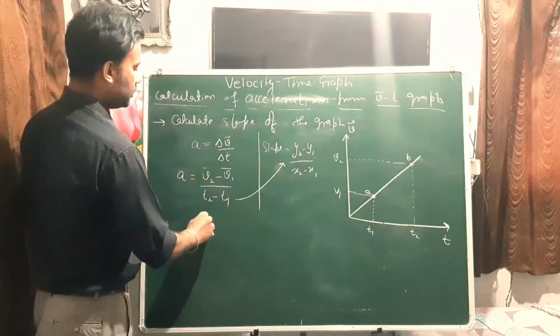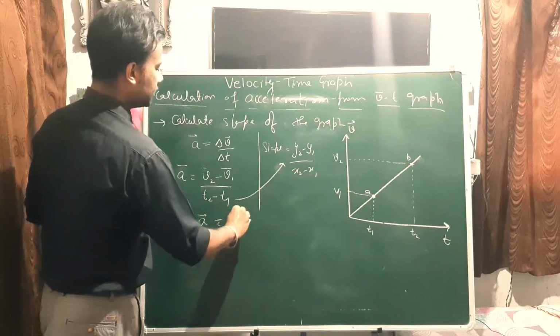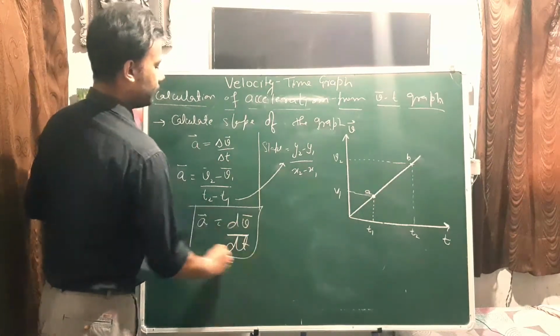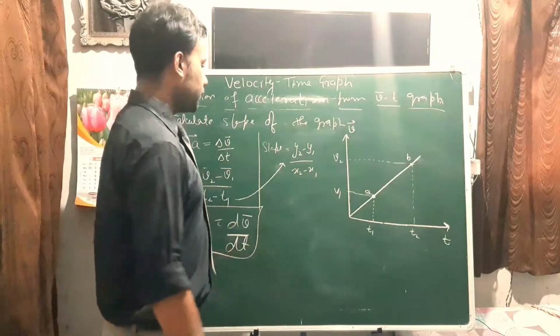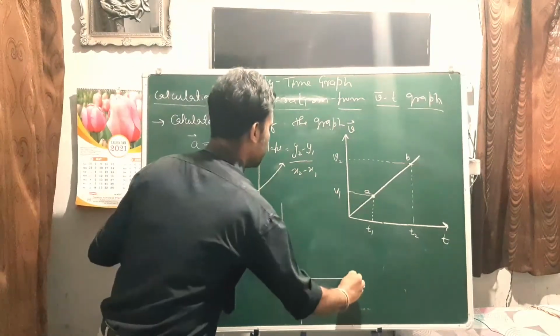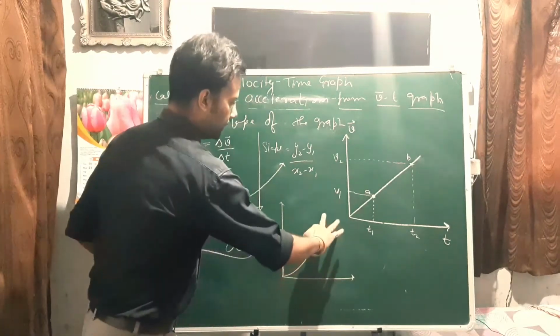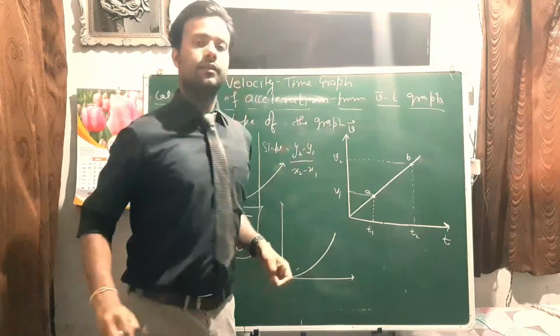If time is small, then we write a as dv by dt. We use this expression if, suppose, the graph is like this. Let's make it more curved. It is like this. Okay.